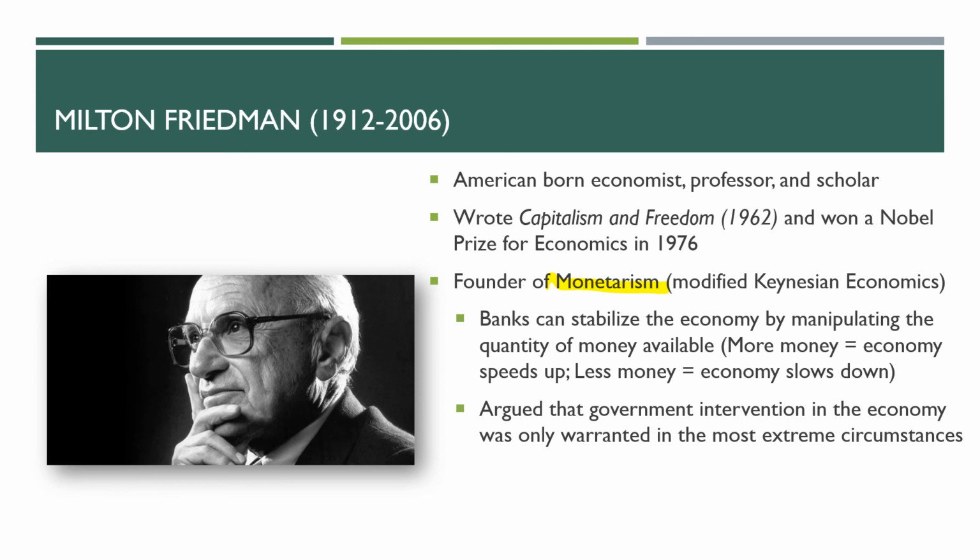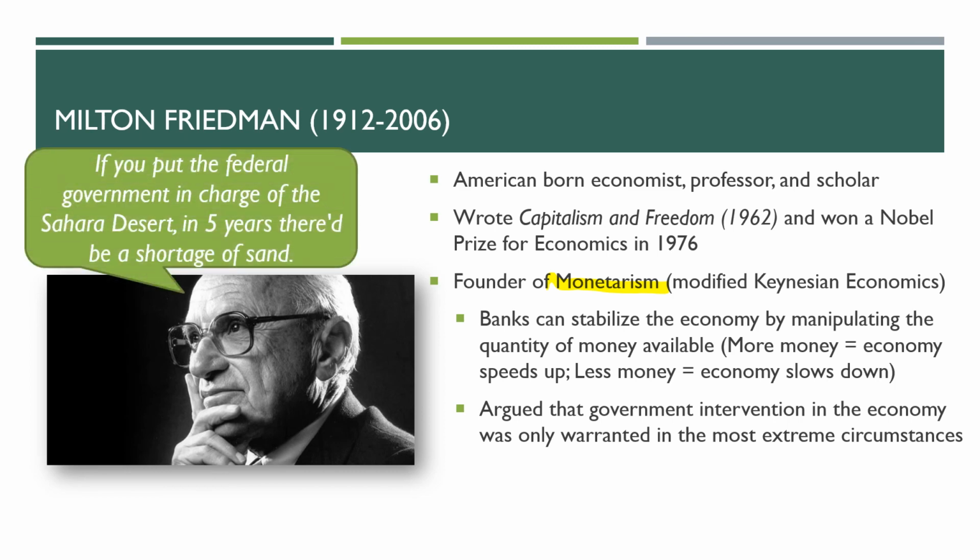Now, Keynesian economics says that the government should step in to stabilize things when the economy is sort of off balance. But Milton Friedman and a lot of other people are skeptical of the idea that the government or any central authority knows exactly what to do with the economy. As a matter of fact, Milton Friedman once said, if you put the federal government in charge of the Sahara Desert, in 5 years there'd be a shortage of sand. Yeah, so you can see he didn't have a really bright and rosy view of the government.